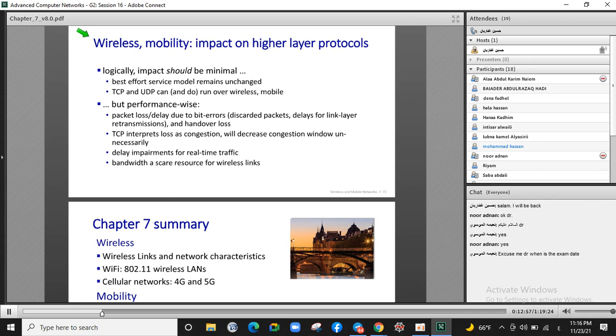When we talk about TCP and UDP, we should keep them over a wireless network, a wireless media, over a mobile network, even when I'm changing from one network to another one. They should be unchanged. The effects of this mobility should be minimal over this transition, moving from one network to another one. But we know that this is not easy.